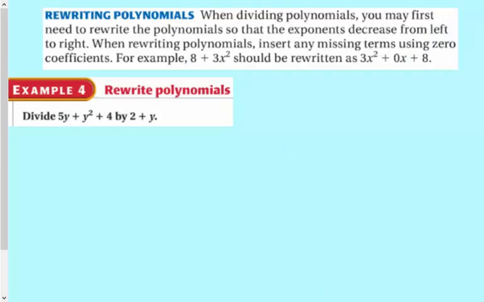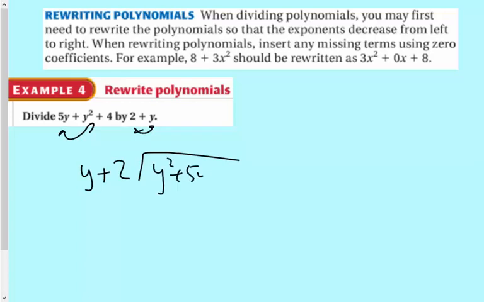All right, a couple other things. You may have to insert missing terms or rewrite the polynomial. So you always want to go in descending order. So y plus 2, I'm going to switch this around, and I'm going to move these two around as well into y squared plus 5y plus 4. Outside of that, the whole process is identical.